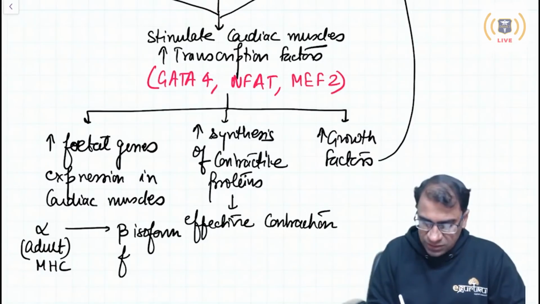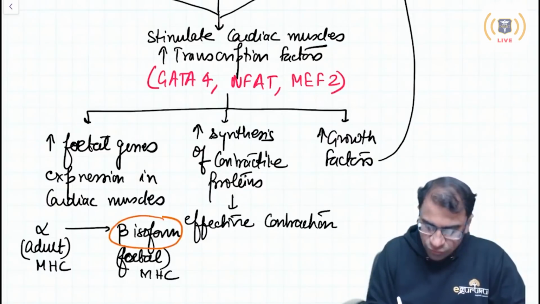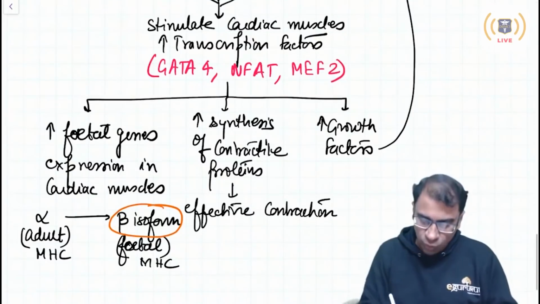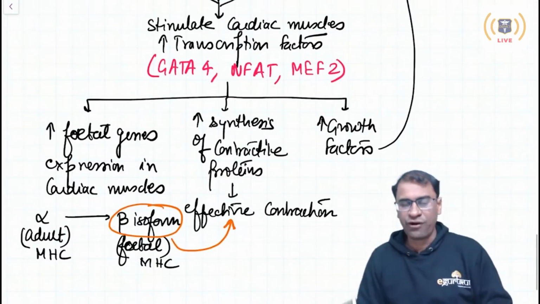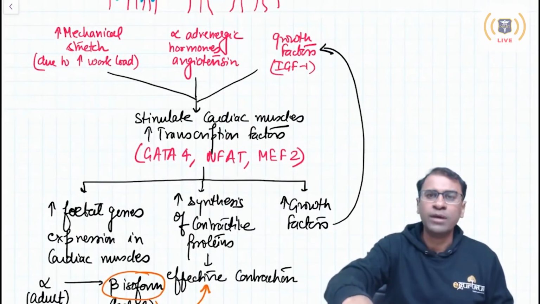The beta isoform is a fetal isoform of the myosin heavy chain. Now, because of the beta isoform, there is more effective contraction of the heart. This also causes effective contraction of the heart. So when you're writing this, what do I mean by this?